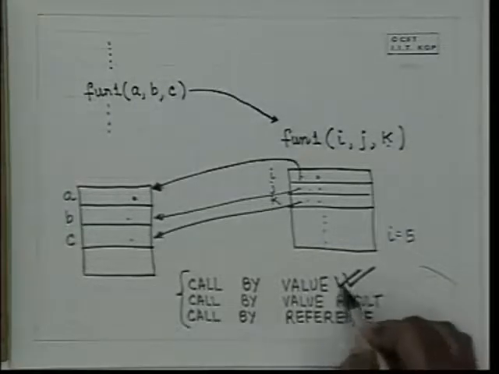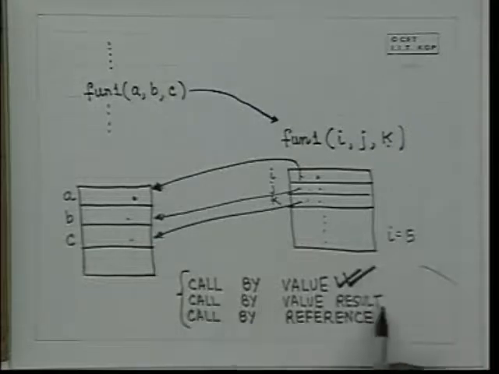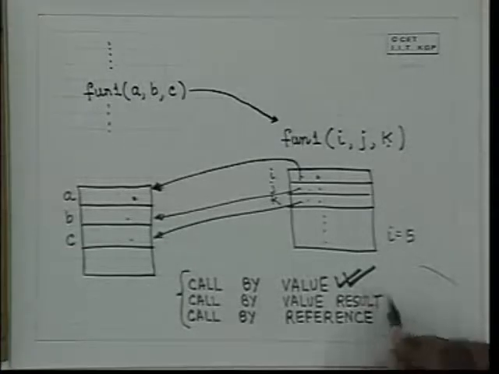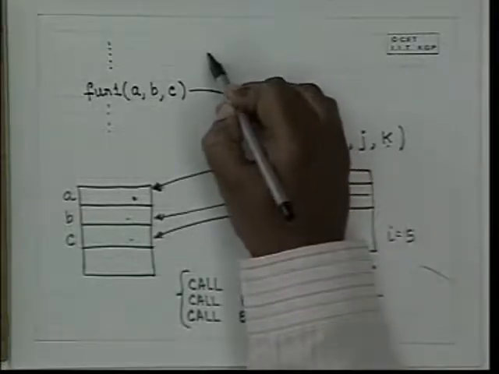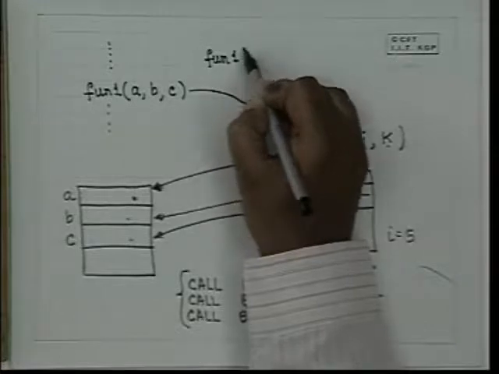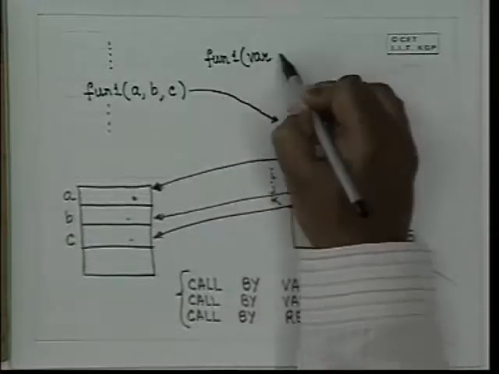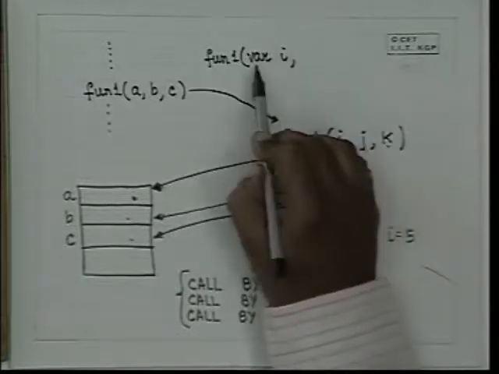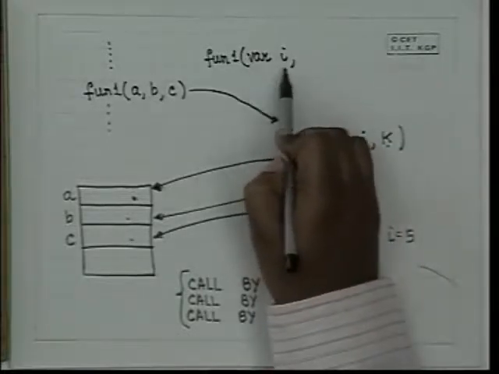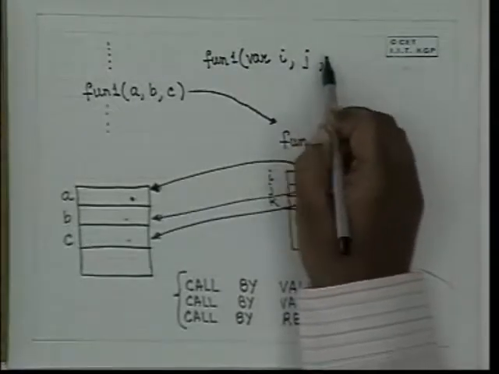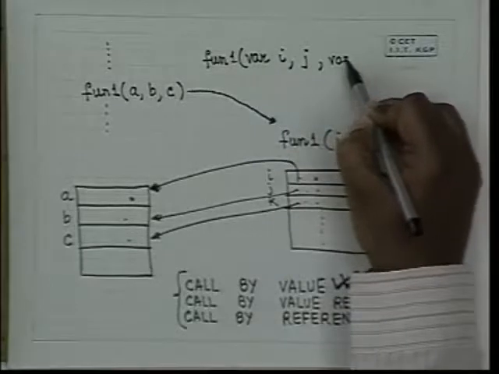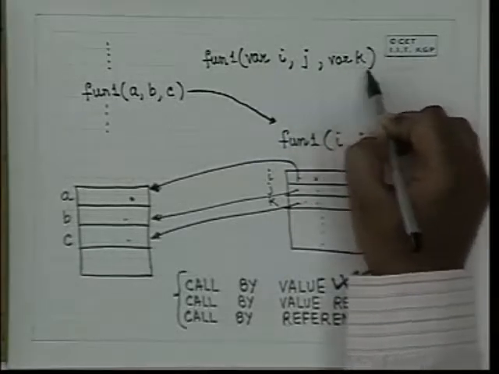So C language uses call by value and not call by value result or call by reference. Anyone who knows Pascal will know that in Pascal you can define these parameters in another way. If you write fun1 var I, then this means that this will be used as call by reference. If you write simple j, it means call by value. And again, if you write say var k, then it will mean call by reference.